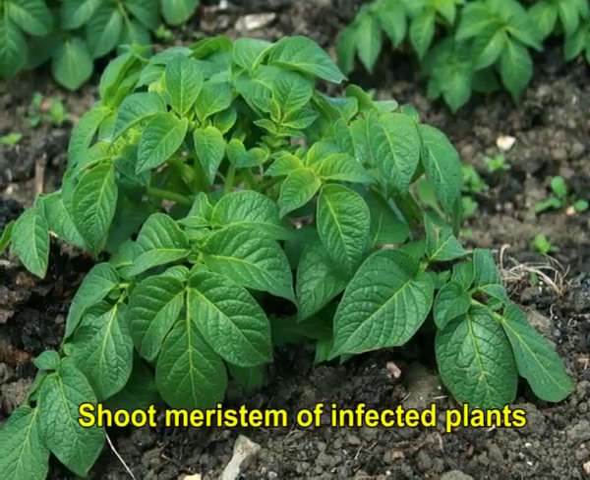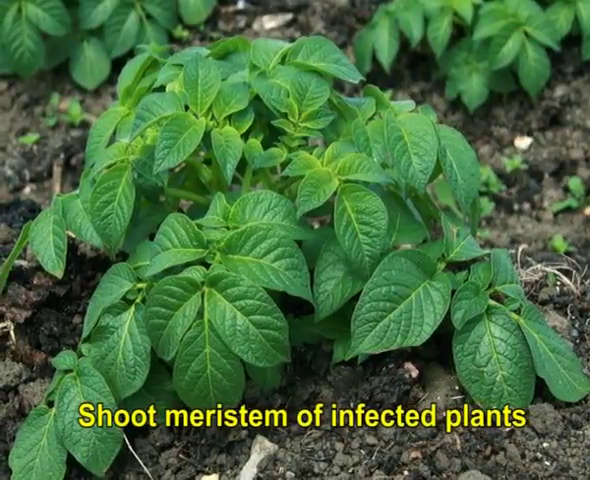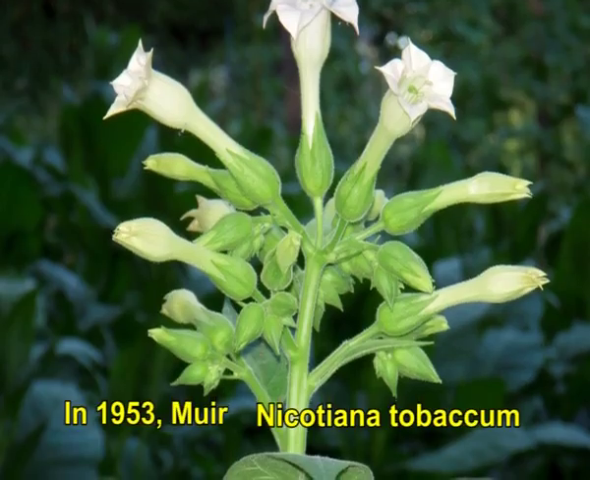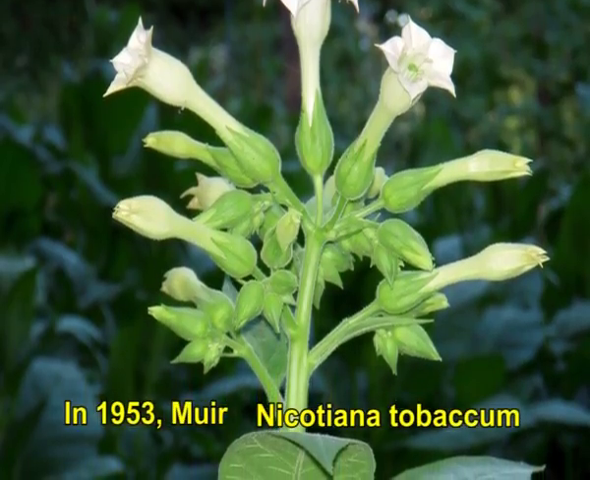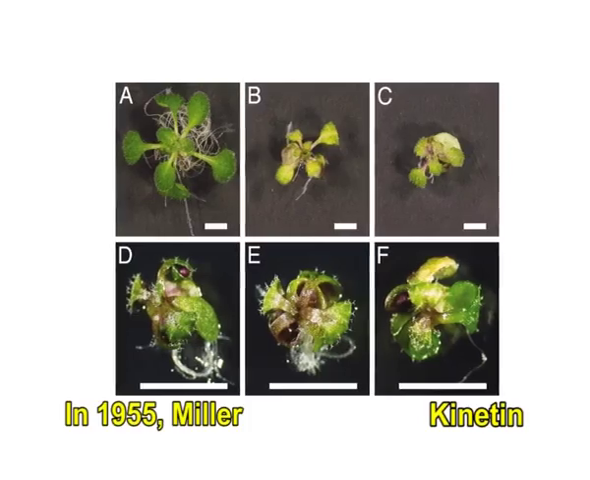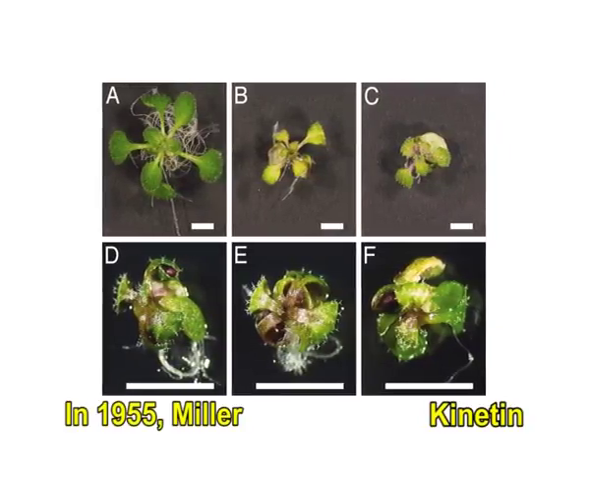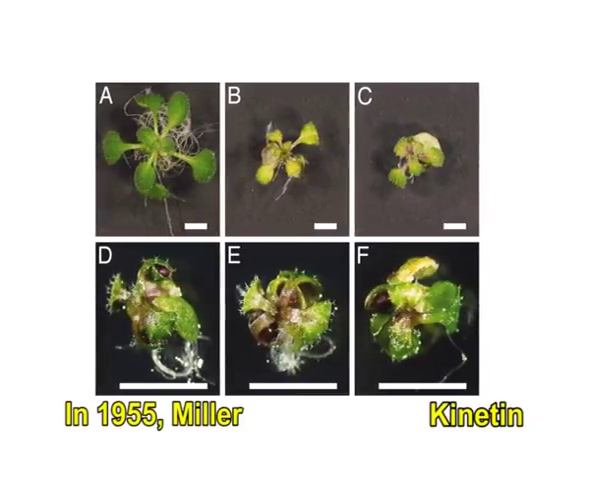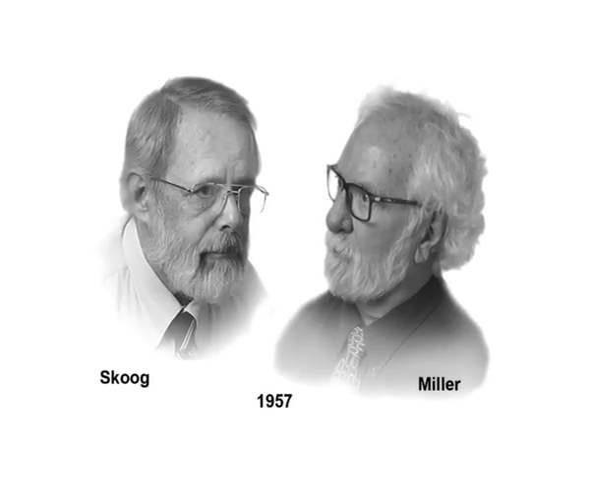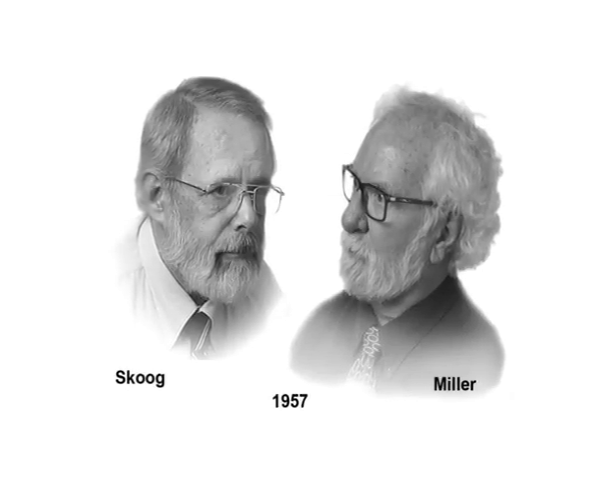The technique allowed the production of an estimated 4 million genetically identical plants from a single bud within a period of 1 year. In 1953, Muir demonstrated single cell culture in Nicotiana tabacum. In the year 1955, Miller separated the first known cytokinin from the DNA of herring sperm and named it kinetin. In 1957, Skoog and Miller proposed the concept of hormonal control of organ formation.